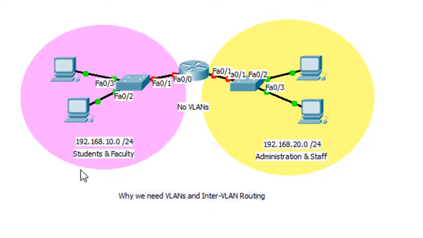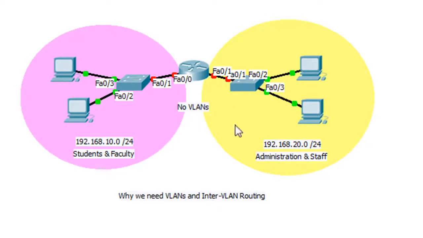So if you're students and faculty, you're going to need to connect to this switch, which is then going to connect to the router, and this is all the one student and faculty network, right? Now, of course, we could add additional switches here and add additional computers, but essentially, this is going to all be students and faculty. And then over here, on this switch, also, there's no VLANs on this switch.